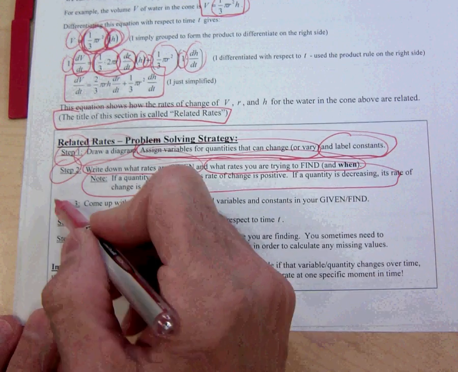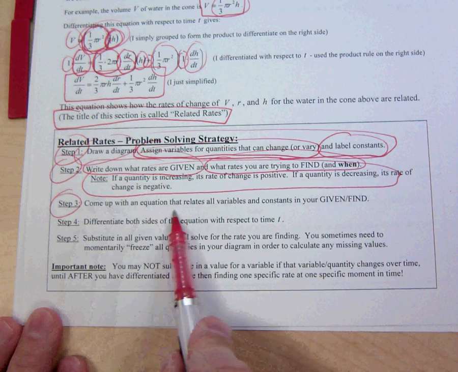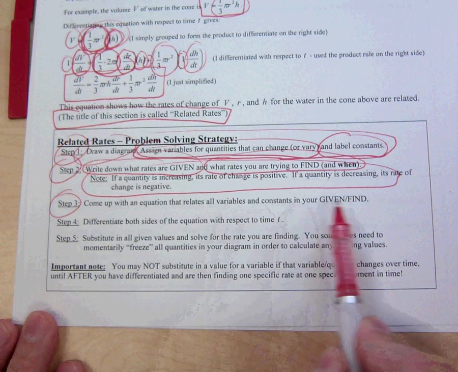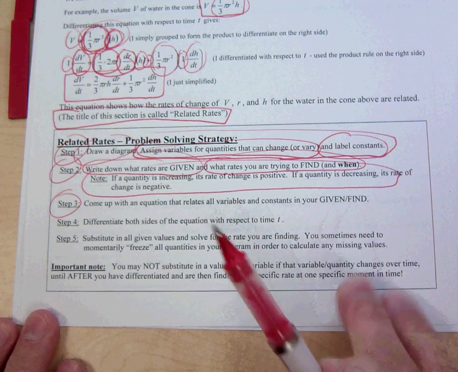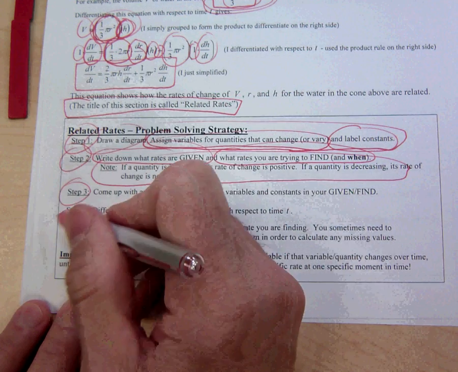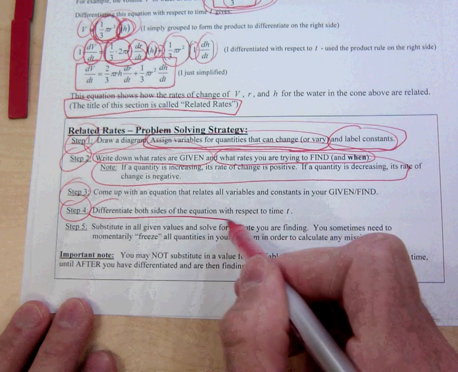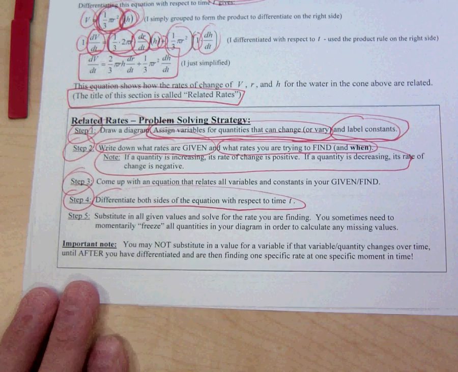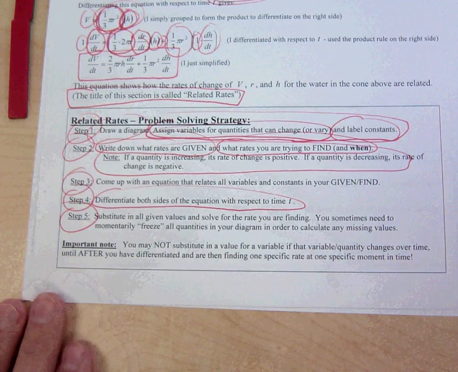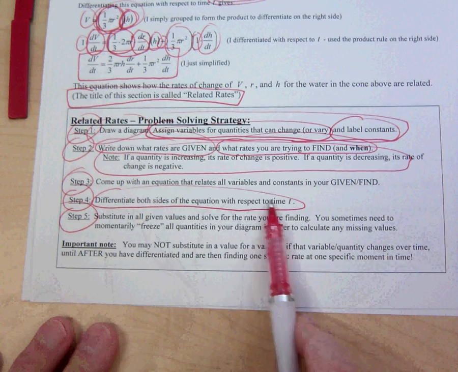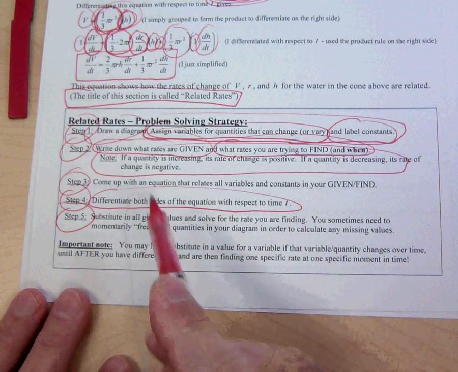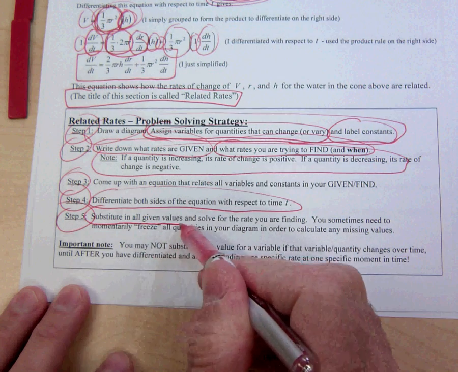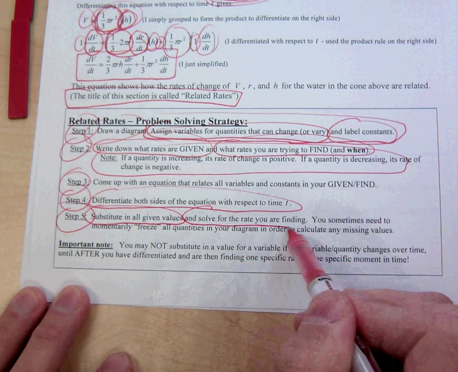All right, next step. You then want to come up with an equation that relates all the variables and the constants in what you're given and what you're trying to find. Kind of like I did here, right? Didn't I come up with that equation from geometry? After that, you want to differentiate both sides of the equation with respect to t. Isn't that the only way you're going to get those rates in there? Agreed? And then at the end, this is how you finish. After you've set up the equation and differentiated with respect to t, you can go ahead and substitute in all given values and solve for the rate you are trying to find.